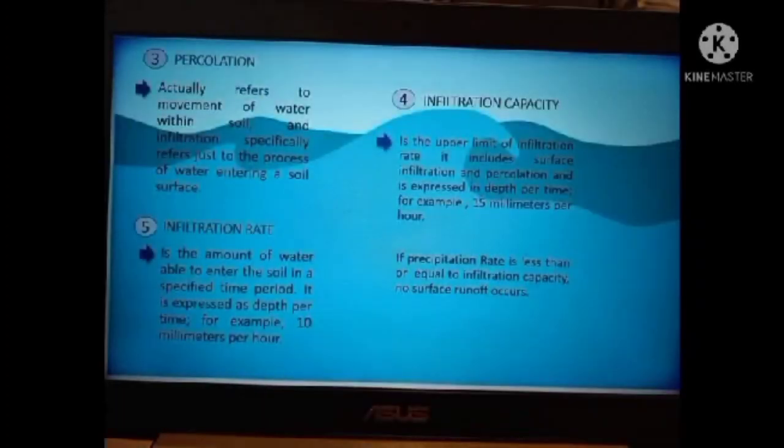Infiltration capacity is the upper limit of infiltration rate. It includes surface infiltration and percolation and is expressed in depth per time, for example, 15 millimeters per hour. If precipitation rate is less than or equal to infiltration capacity, no surface runoff occurs. The infiltration capacity of soil is defined as the maximum rate at which it is capable of absorbing water.